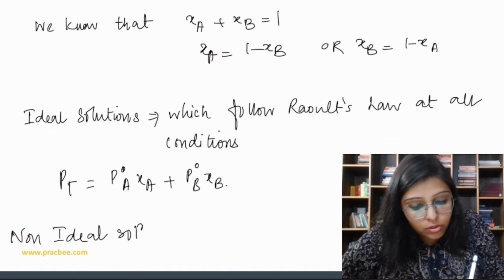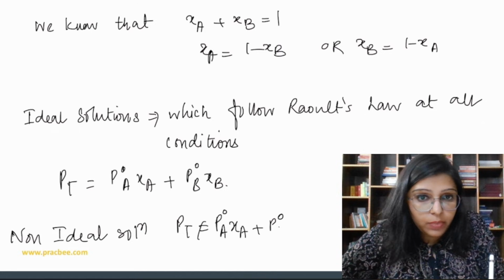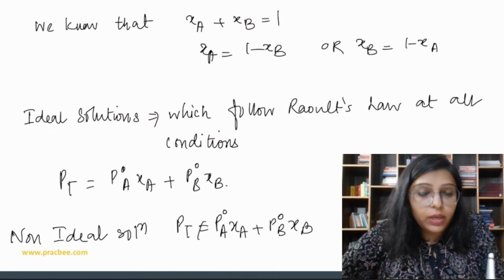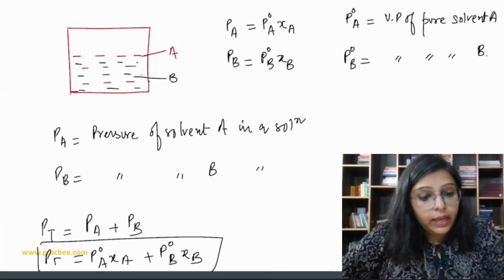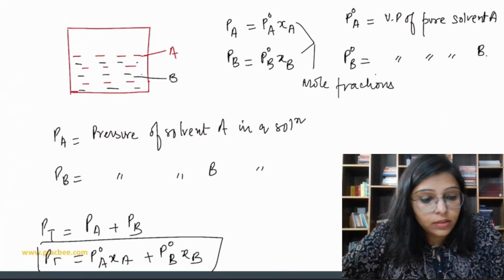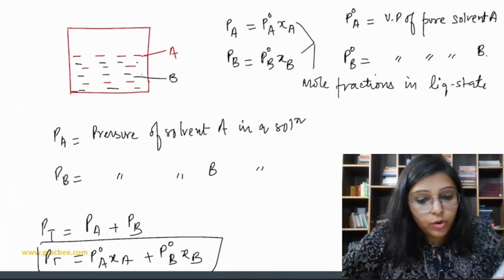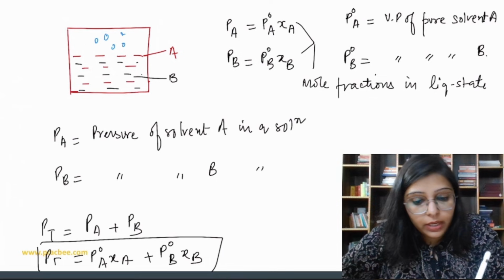Non-ideal solution. The non-ideal solution where Pt is not equal to P naught A XA plus P naught B XB. Here XA and XB are the mole fractions in liquid state. Now, if I want to find out the vapor pressure, right?